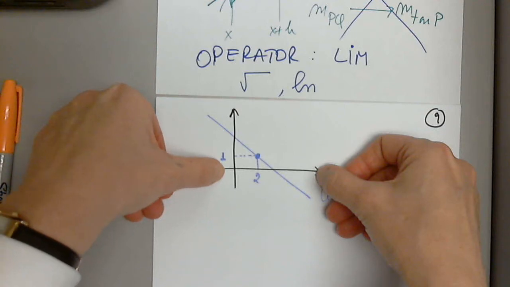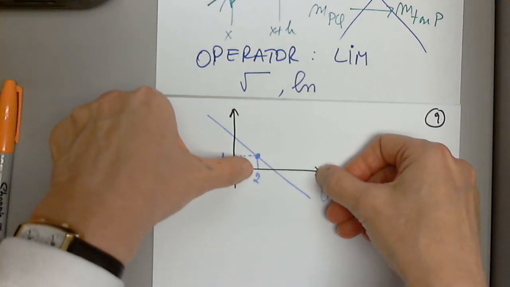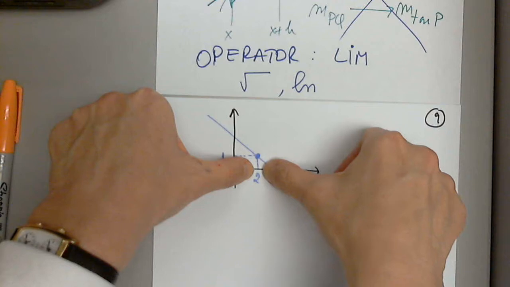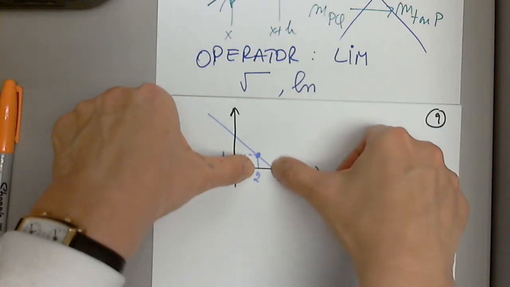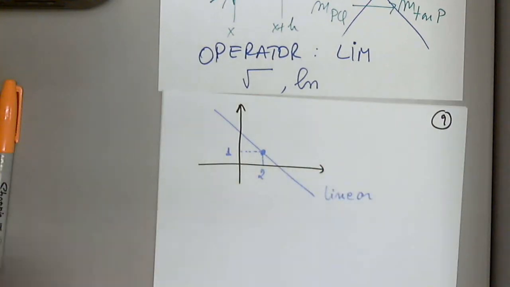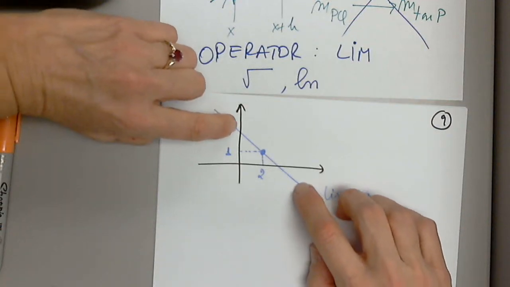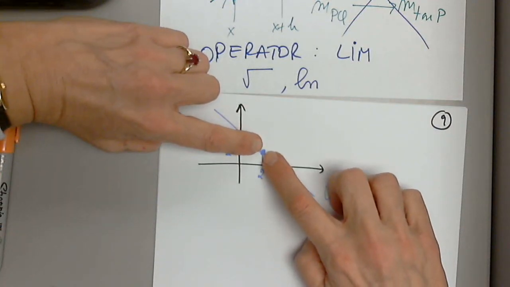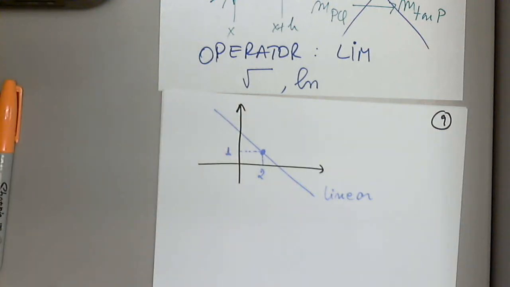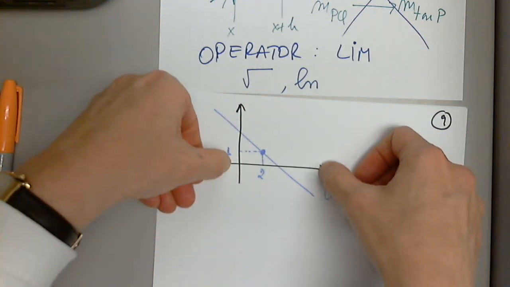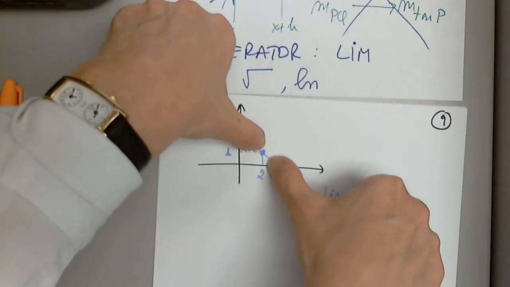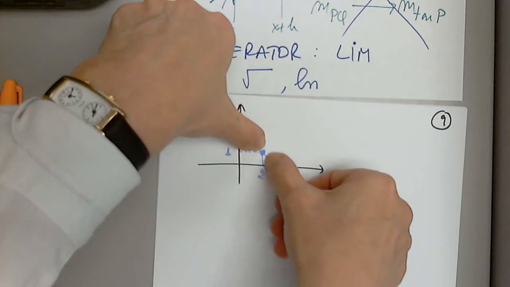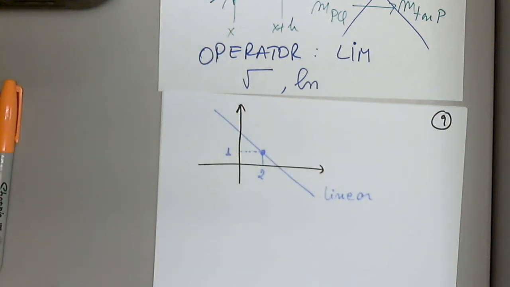If x gets closer and closer to 2 from either side simultaneously, what can you say about the function values when that happens? What do the function values do? Get closer and closer to 1. Do you agree with that? One more time. As x gets closer and closer to 2, the function values get closer and closer to this number, to 1. How do we write that?